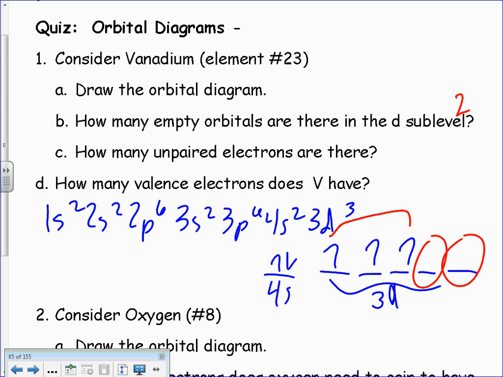Well, that's what these 3 are showing, they're unpaired. So there are 3 unpaired electrons in the d orbitals. How many valence electrons does vanadium have? Quick recap, valence electrons are the very outside energy level. What is the last energy level?